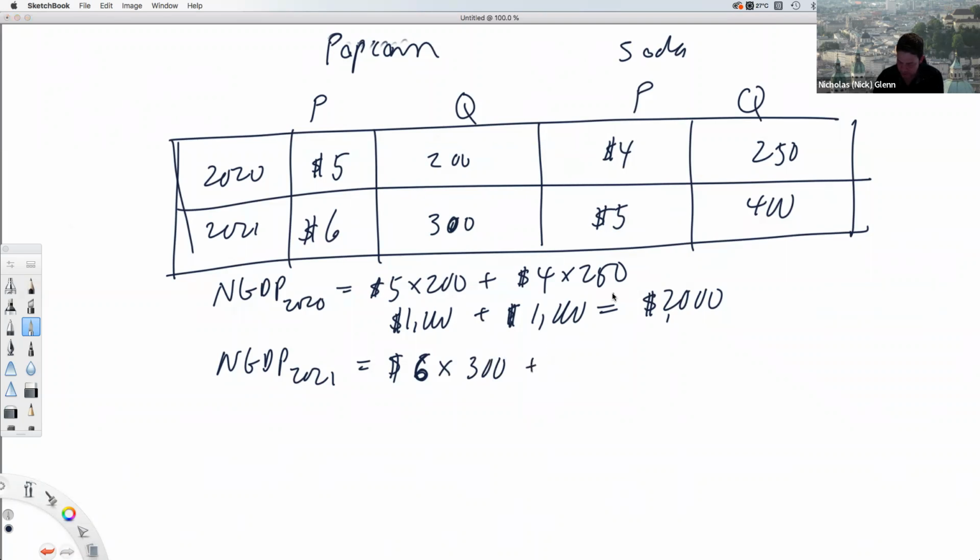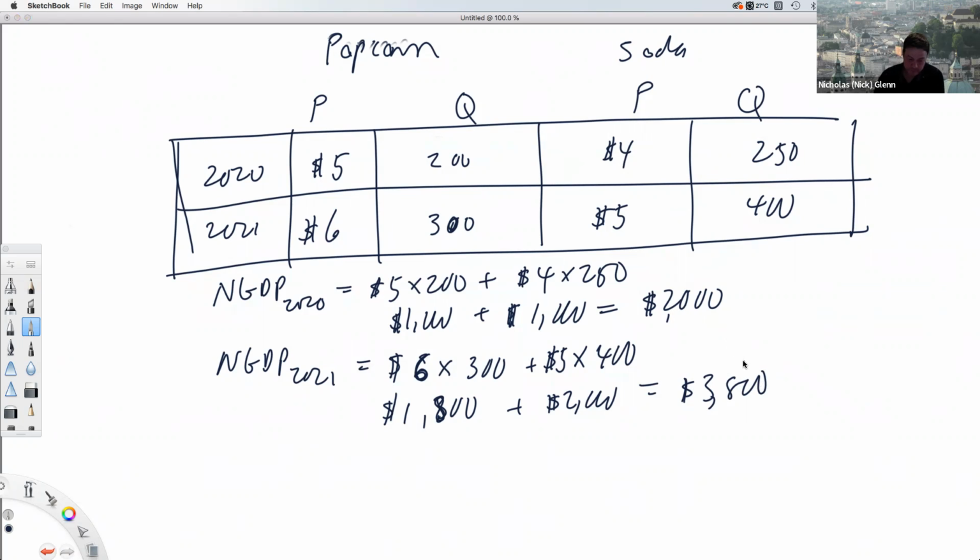All right, now we need to look at our soda. Soda went up to $5. The quantity sold was 400 that year. Okay, so this is going to give us $1,300. No, sorry, it should be 1,800. Yeah, $1,800 worth of popcorn sold in 2021. What about soda? Well, that's $2,000, for a total of $3,800. So the nominal GDP in 2021 is $3,800.